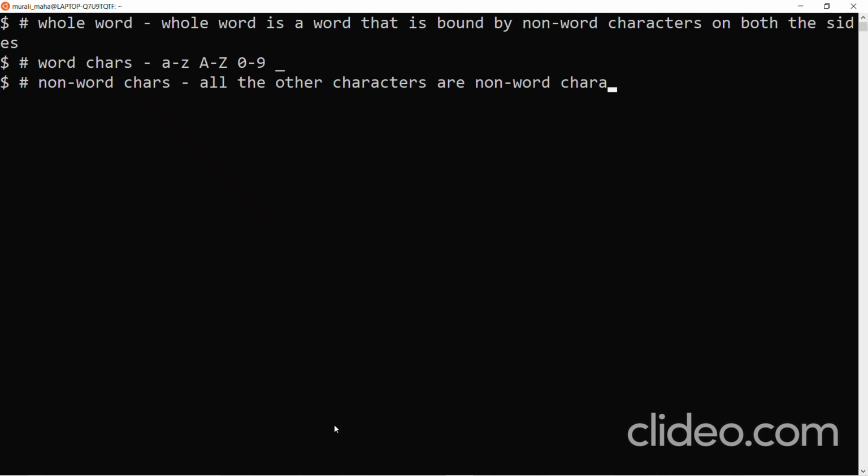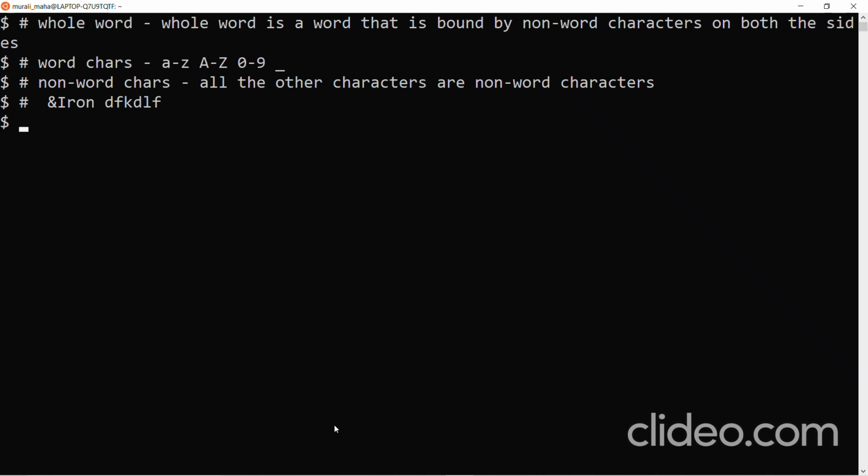Okay, for example, let us suppose I have something like iron, but before iron there is one ampersand. After iron there is a space, and then something else. Then this iron is a whole word. Why? Before the iron, there is an ampersand, which is a non-word character. After iron, there is a space, which is a non-word character. Hence iron is a whole word.